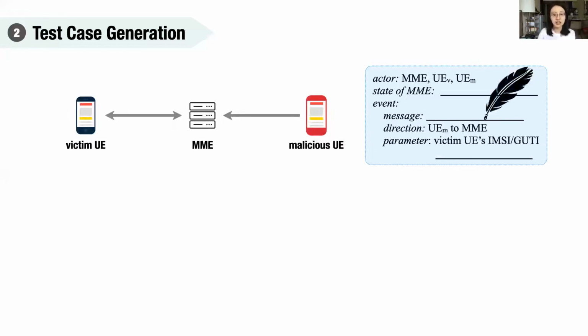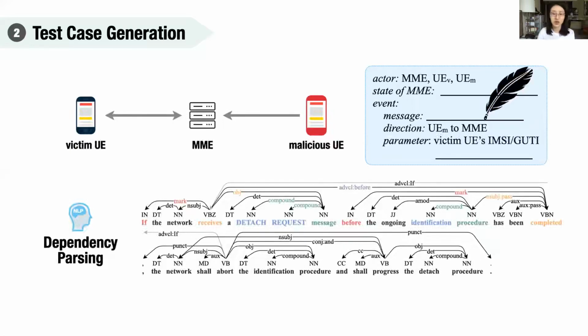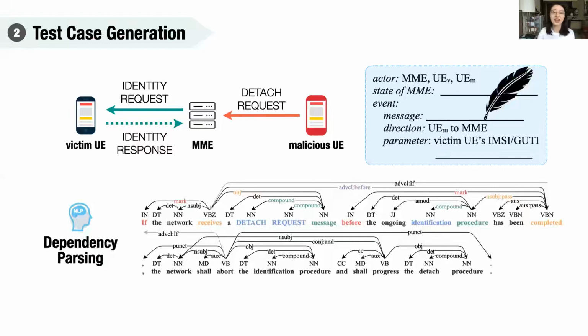Here, we utilize an NLP technique called dependency parsing to analyze the syntactic structure of the sentence. As shown in the slide, in dependency parsing, the verb takes the central control in the clause. All other words either directly or indirectly modify the verb. For example, the word network is the subject of the verb receive. The word message, colored in green, is an object of the verb receive. And the words detach request, colored in blue, have a compound relation to the word message. So from these relationships, we can identify that the detach request message is an attack message issued by the malicious UE. In the same way, we can decide the network is at a target state after it sends out the identity request message before it receives the identity response.